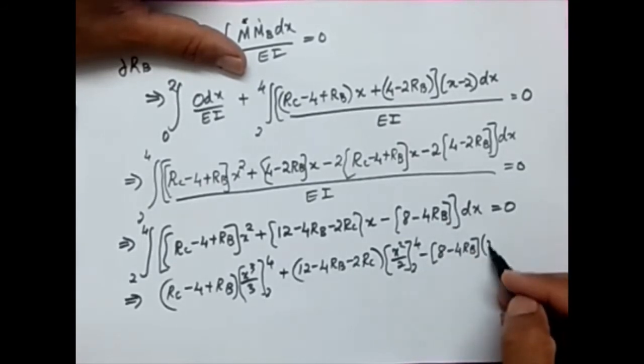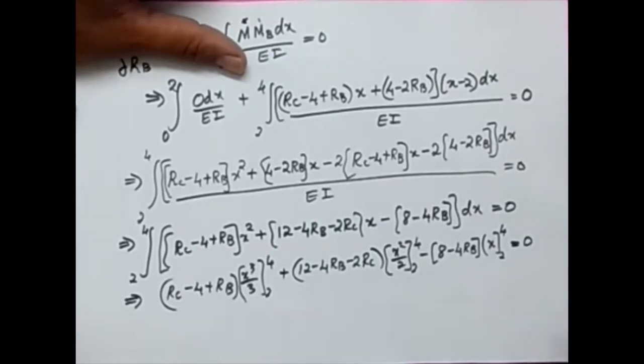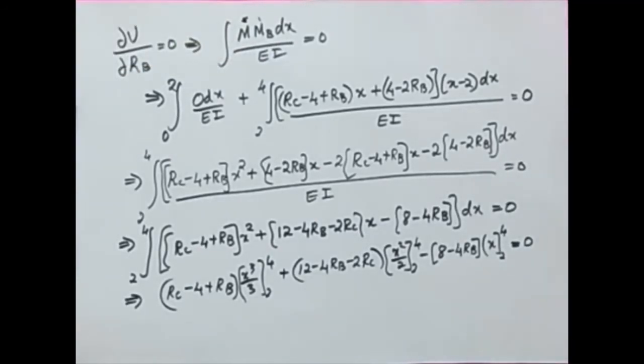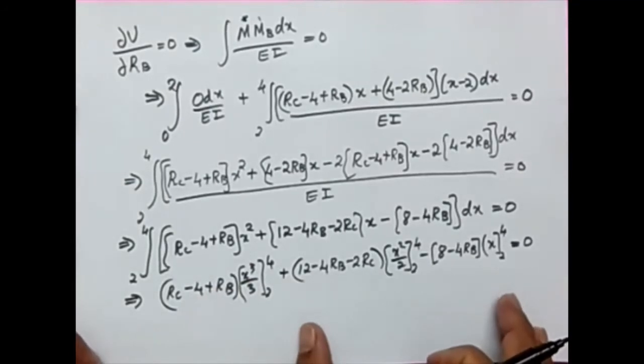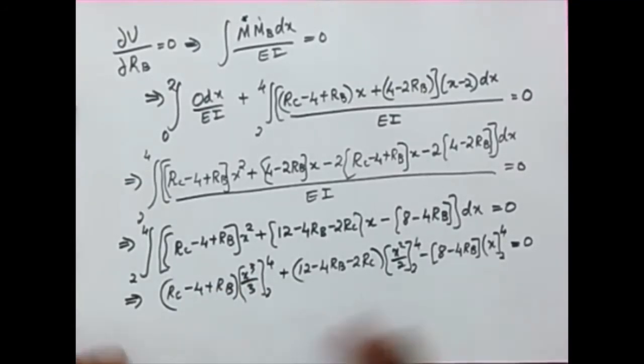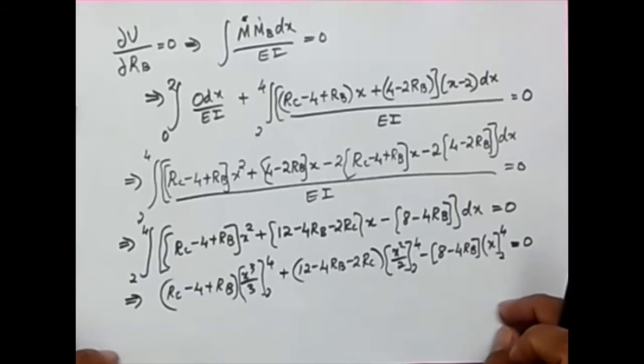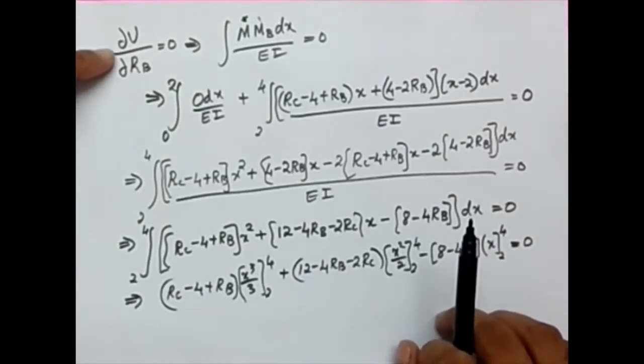Integral dx is x in the range and the limit 2 to 4 equal to 0. Now this is an expression. Now I just need to substitute the value of 4 and 2 in here, and I'll be getting an expression which I need to solve. Okay, so this expression will be having two unknowns. One is rb, other one is rc. So I'll be getting an expression in terms of rb and rc from the first equation.